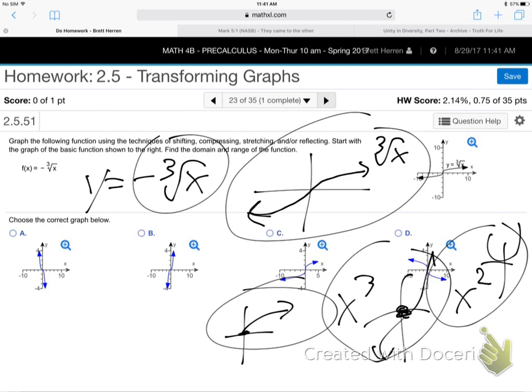So you see the cube root goes like that. Now what's that negative going to do? Is that negative an x or a y effect? It's a y. It's going to flip it upside down, so it's going to go like this, isn't it? So it's what? D?